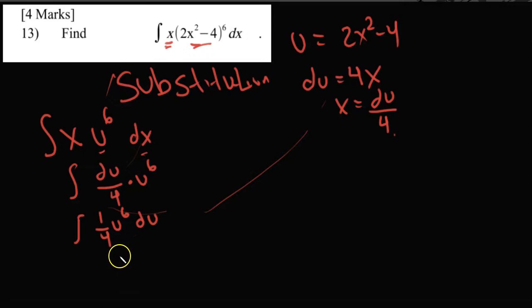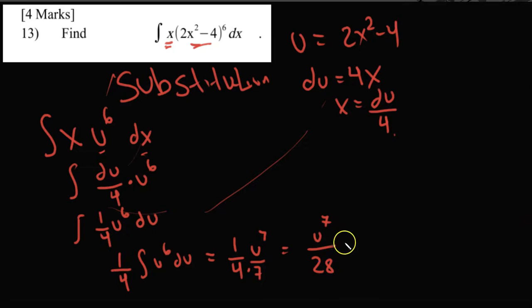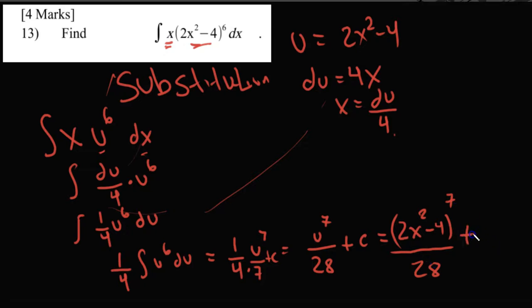So we can bring the 1/4 out to the front and just do a very basic integral. Just add 1 to the exponent and divide by the new exponent, which would be u to the power of 7 over 28 plus the constant. Don't forget the constant here because we have an indefinite integral. And then you just plug back in your original value of u, all to the power of 7 over 28 plus c. Easy as pie, right?